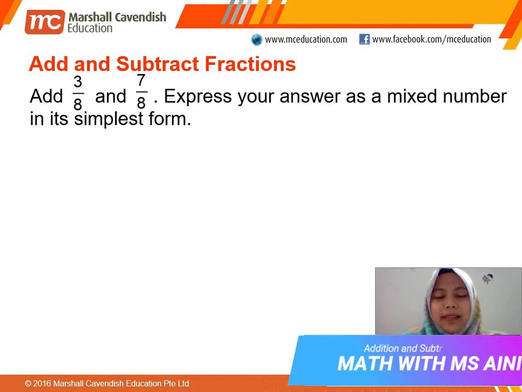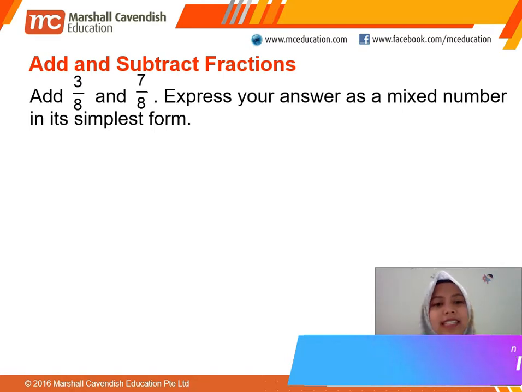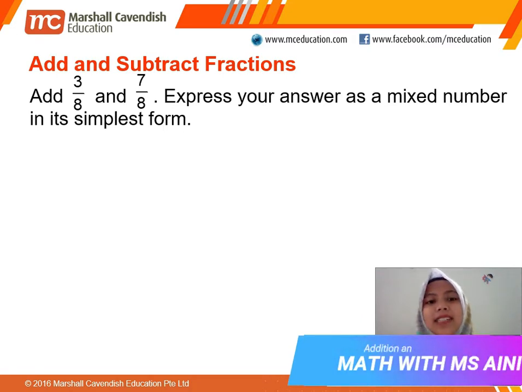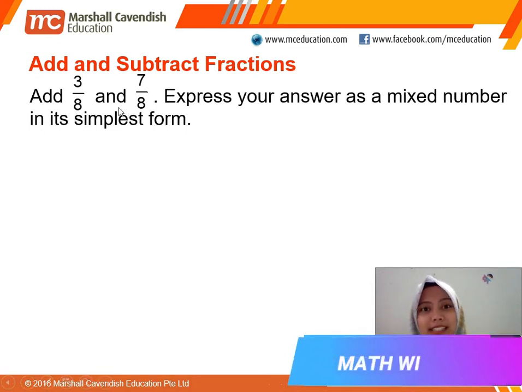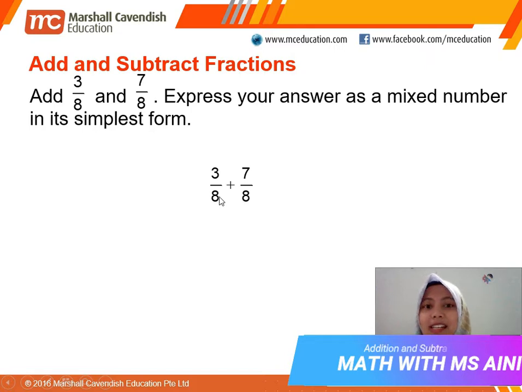Okay, if there is a question like this: add 3 over 8 and 7 over 8, express your answer as a mixed number in its simplest form. So you have already learned about this in grade 3, right? When the denominator is the same, you can just add directly. Of course, the denominator is the same, but the numerator will change.